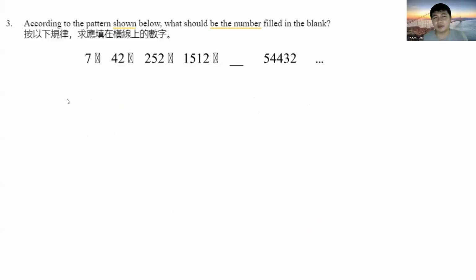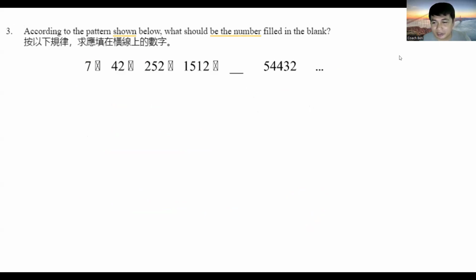Let's move on to number 3. According to the pattern shown below, what should be the number filled in the blank? Does anybody want to volunteer for number 3? Me. Okay, I see. I'm really sorry if I mispronounced your name. Nguyen Tong, do you want to answer number 3?